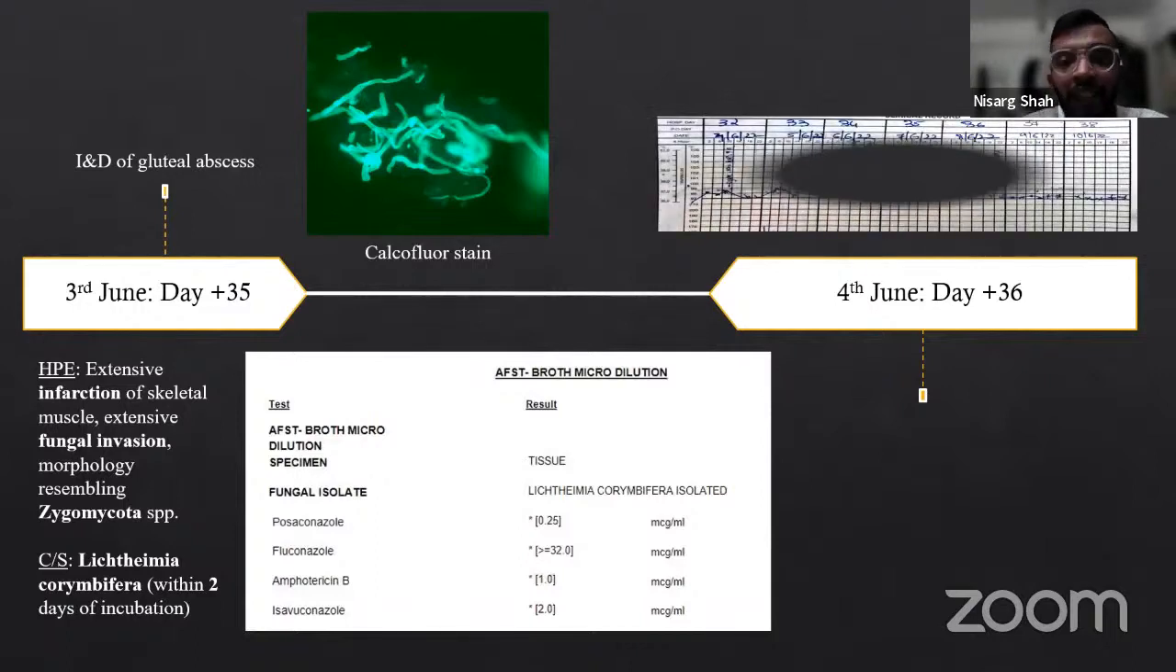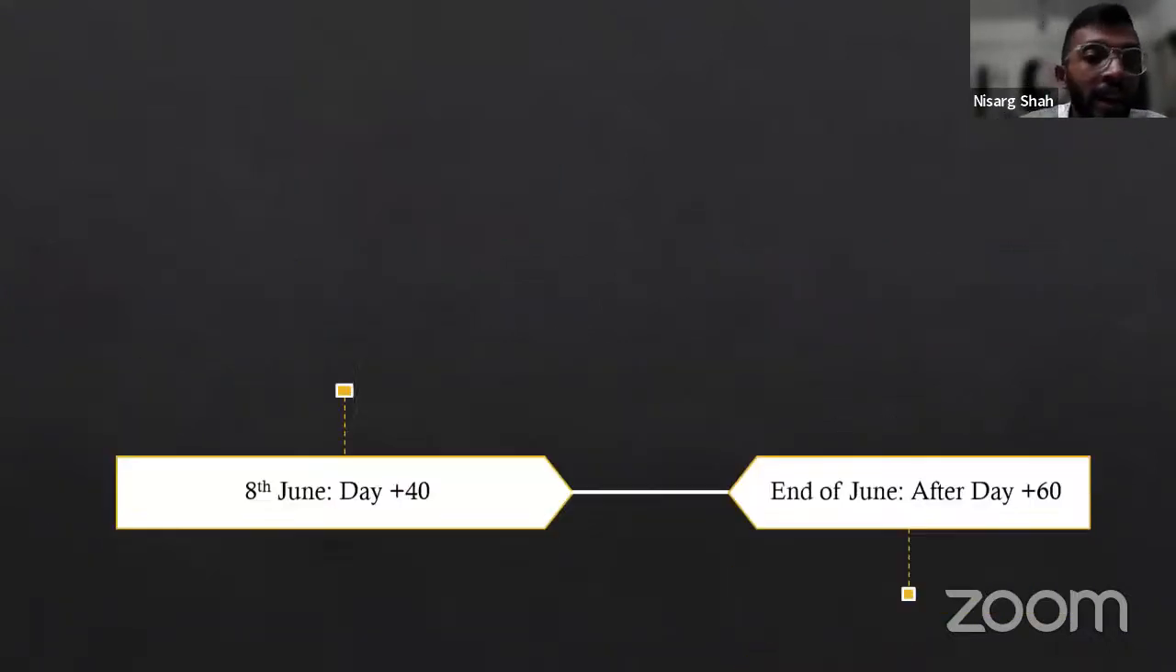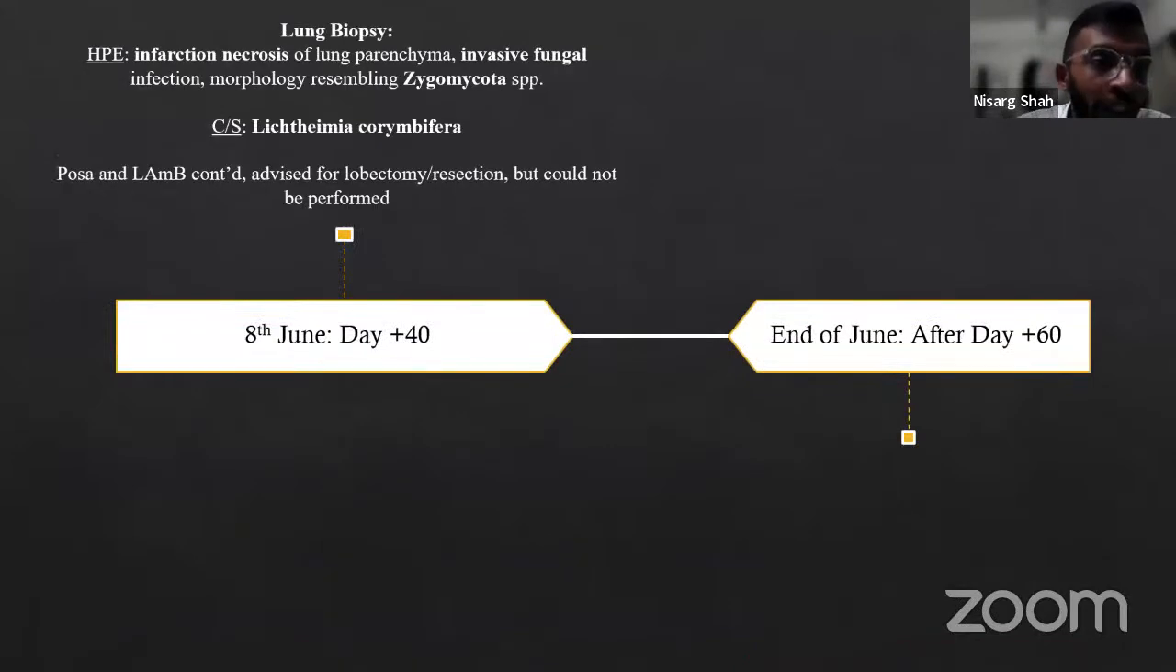Now on day 36, I mean 3rd June, which is day 35, I&D was performed, and the next day onwards, fever spikes started coming down. And we could definitely start amphotericin B after this. Now day plus 40, we could perform biopsy of this lung lesion also. And we had similar findings on histopath examination. The culture grew the same species, Lichtheimia corymbifera, with the same MICs.